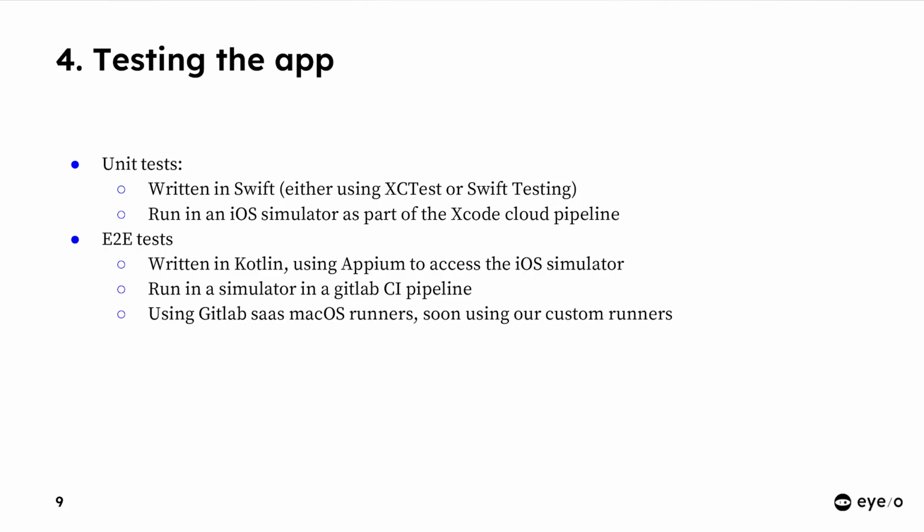In terms of testing, we decided to do two kinds of tests. Unit tests written in Swift, which is the same language that the app is written in, either using XCTest or Swift Testing, which is a recent testing framework that appeared. And those unit tests run in an iOS simulator as part of the Xcode Cloud pipeline. So those unit tests test specific parts of the app.